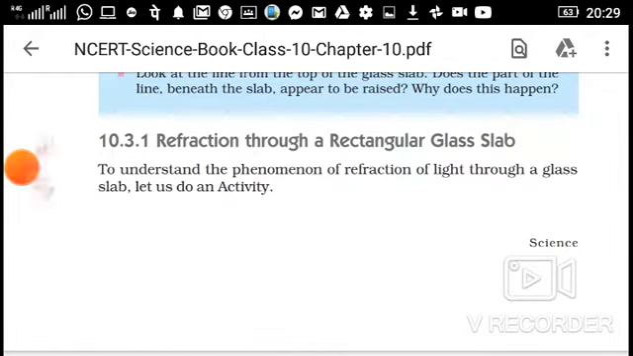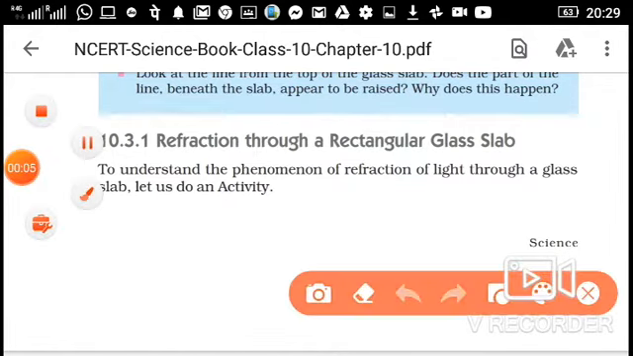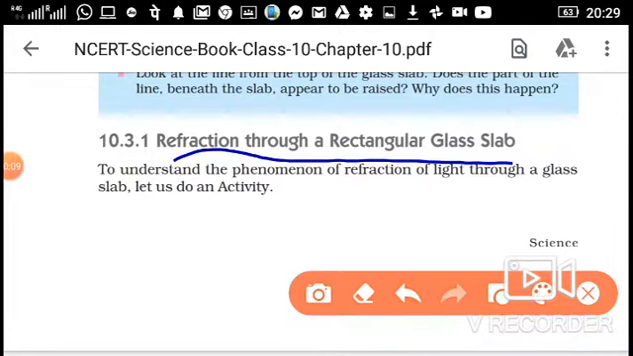Good morning, students. Today our topic is refraction through a rectangular glass slab. This is from chapter Light, class 10th. Don't worry, beta. I will try to explain it in detail so that each and every point will be covered. So let's start.